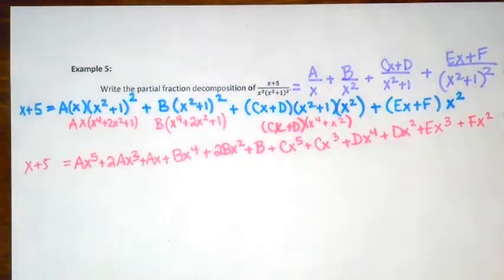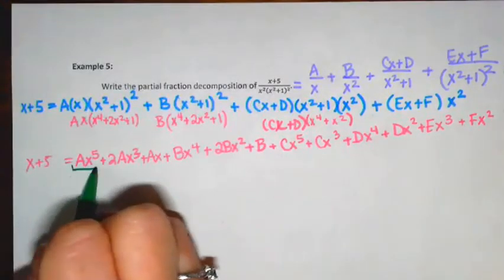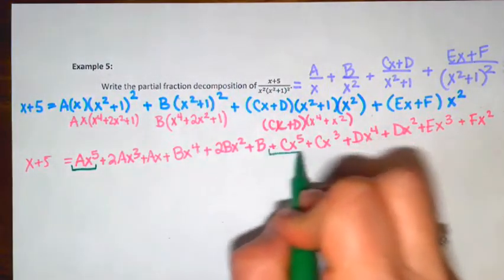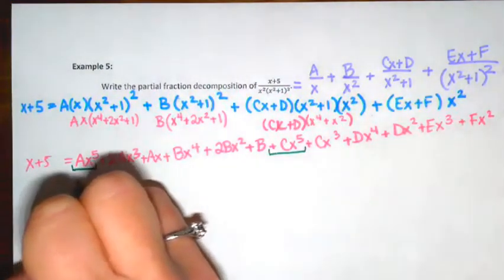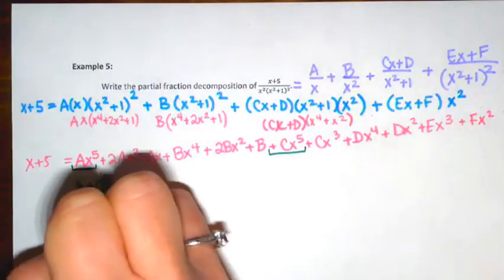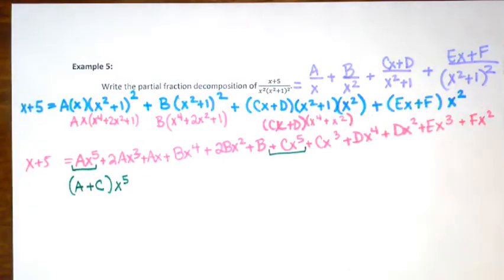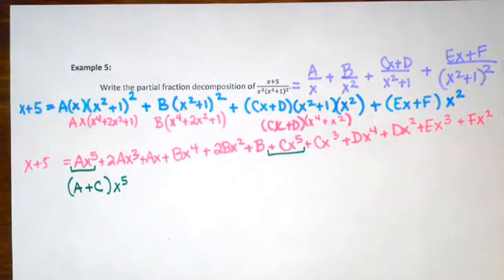All right, let's find some like terms here. Let's see, x to the 5th. Do I see anything that's equal to x to the 5th? A and C: Ax to the 5th and Cx to the 5th. So isn't that the same thing as A plus C times x to the 5th? Yes. Okay, we're good with that.